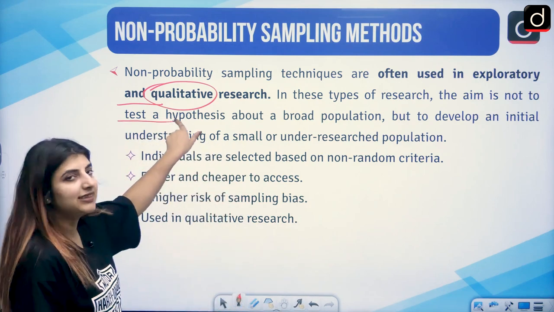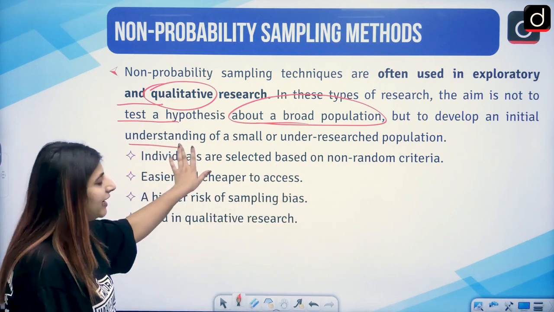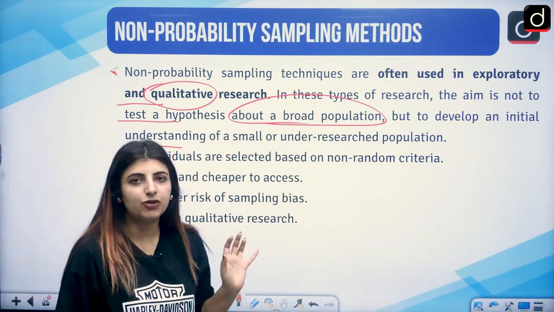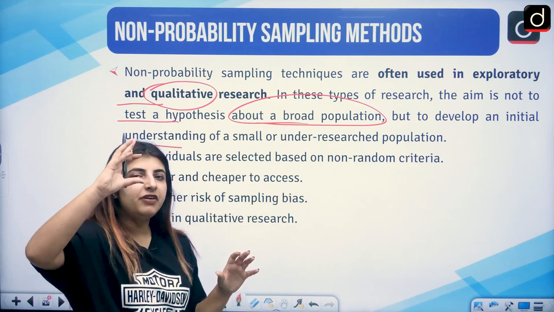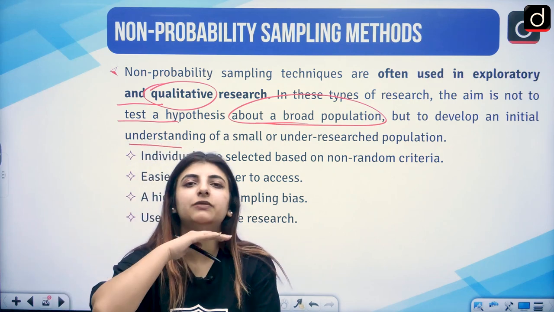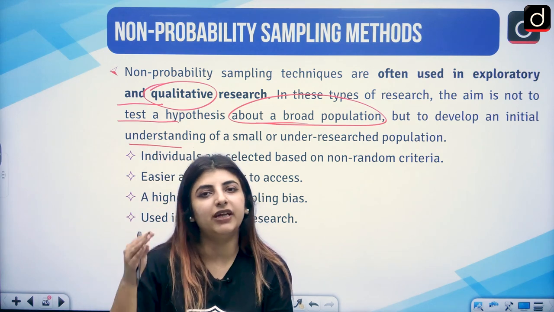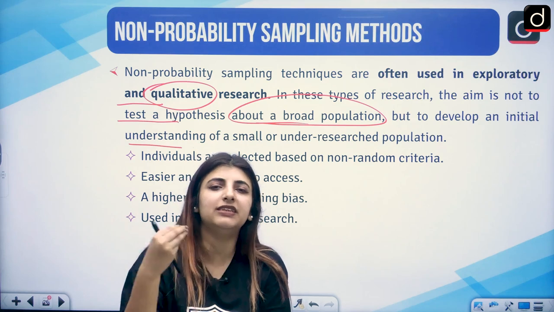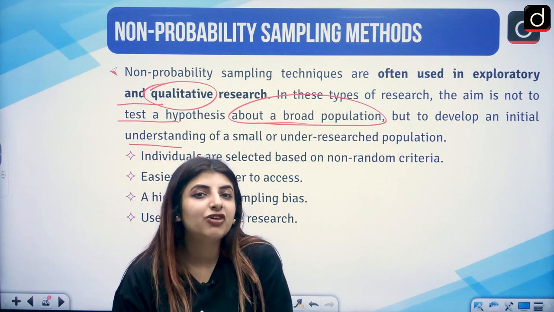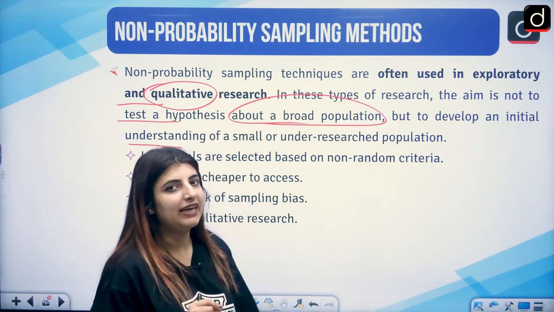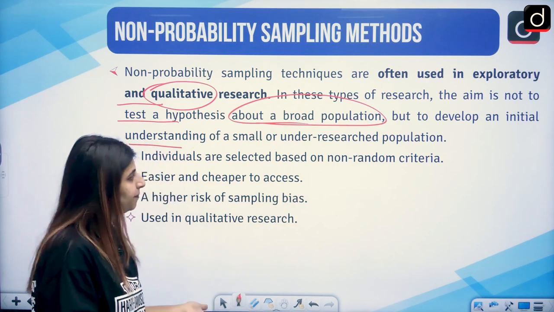The aim is not to test a hypothesis about a broad population, but to develop an initial understanding of a small or under-researched population. That is why we use non-probability. Now in probability, we usually test something which has been created. We test certain theories, certain theorems, anything which has been established. Here we are going to establish a theory, we are going to develop that little understanding in the beginning stage, so that whenever we want to conduct a full-fledged research, we can do that.